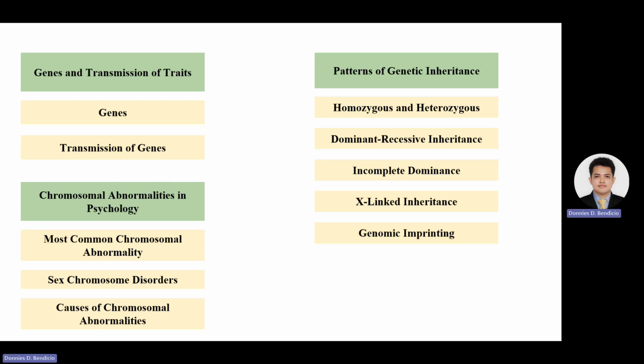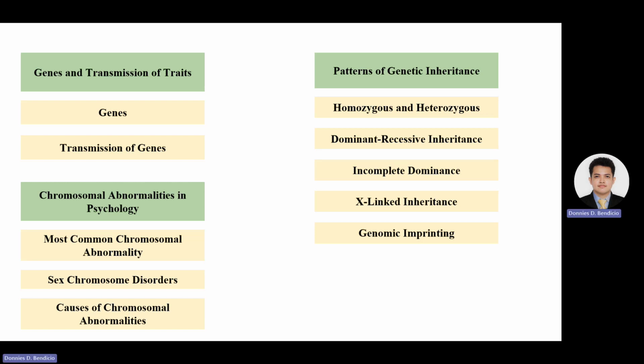Next is dominant recessive inheritance. So this is a pattern of genetic inheritance where one allele, the dominant one, masks the expression of the other allele, the recessive one. For example, if an individual inherits one dominant allele for brown eyes and one recessive allele for blue eyes, their eyes will be brown.